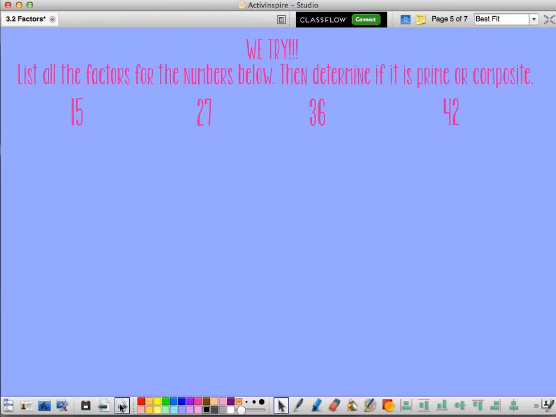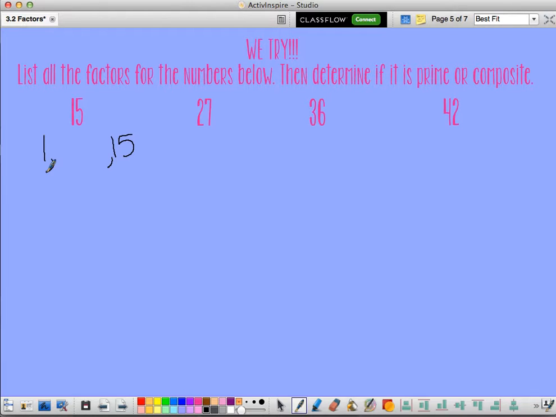All right, so now we're going to look at these numbers and we are going to determine what their factors are, and then based on their factors, we are going to decide if they are prime or composite. So first let's start with 15. I always know that every number can be divided by 1 and itself. So I get 1 and 15.